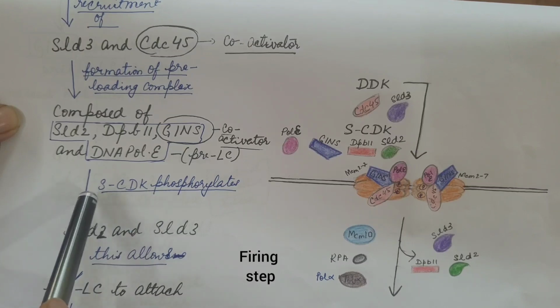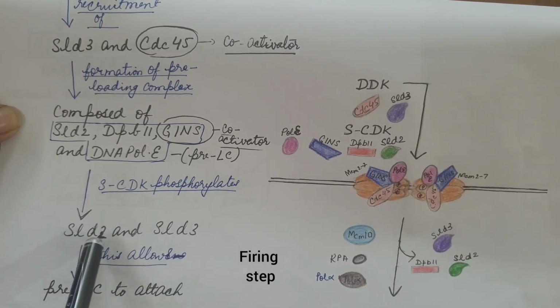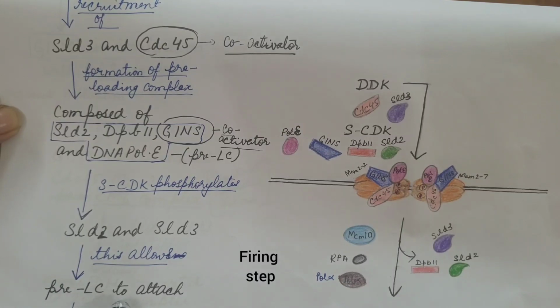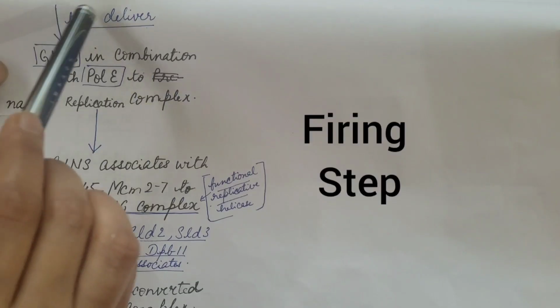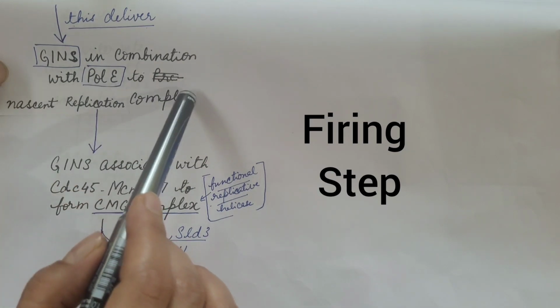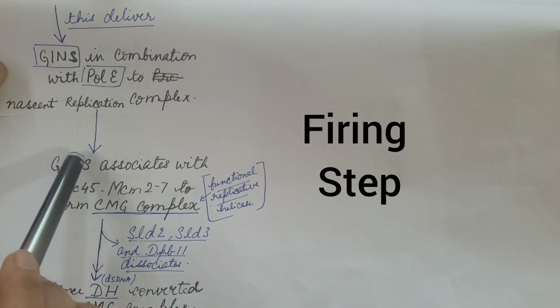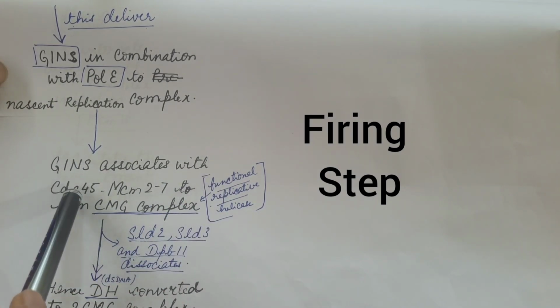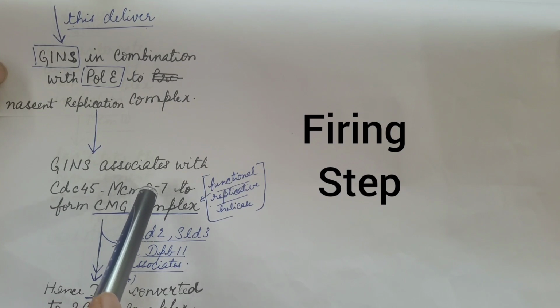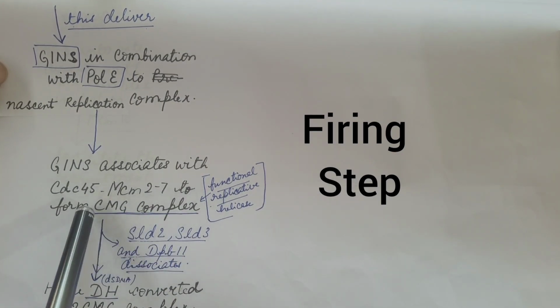Now this SCDK, that is S phase cyclin dependent kinase, phosphorylates SLD2 and SLD3 protein. This allows preloading complex to attach. This delivers GINS in combination with DNA polymerase epsilon to nascent replication complex. Now GINS associates with CDC45 and MCM2-7 to form CMG complex.